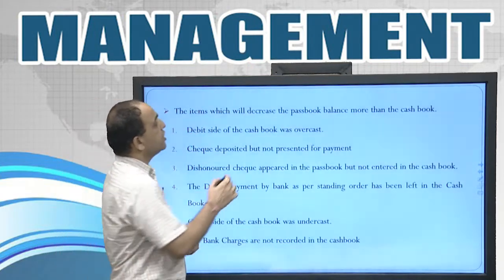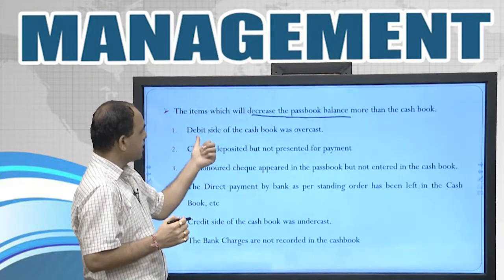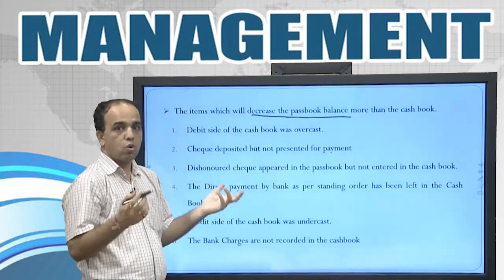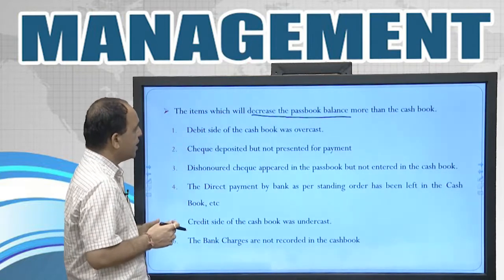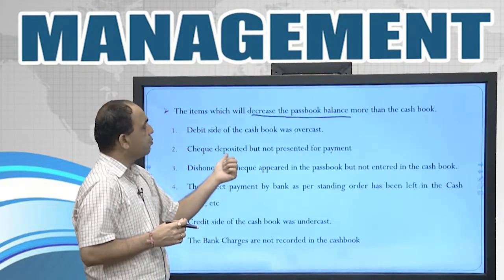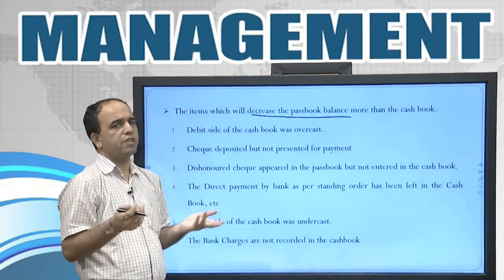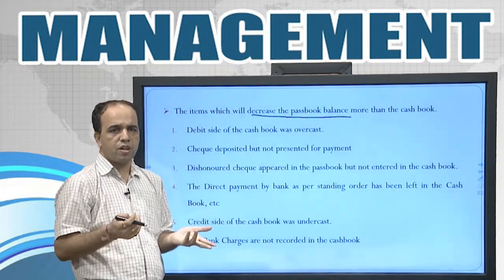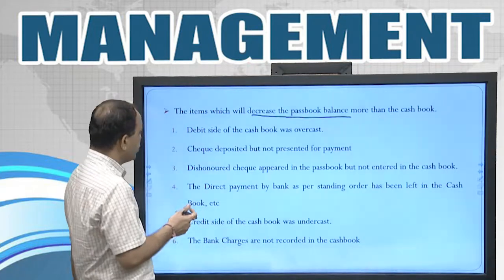The items which decrease the passbook balance, right. So, these are the items. Debit side of the cash book was overcast. If it is overcast by mistake, it will definitely decrease the passbook. Check deposited but not presented for payment. So, we have already deposited, but if it is not presented for payment, of course, it will reduce the amount.